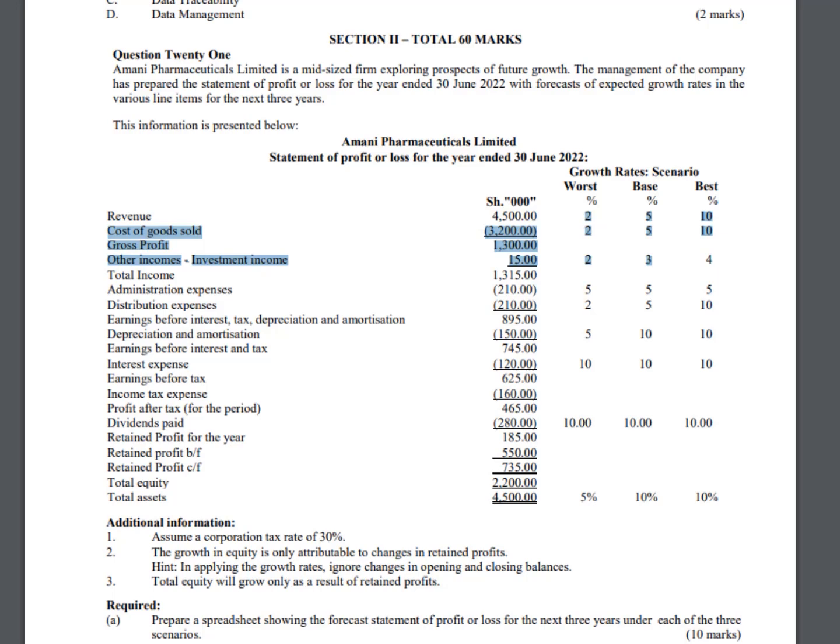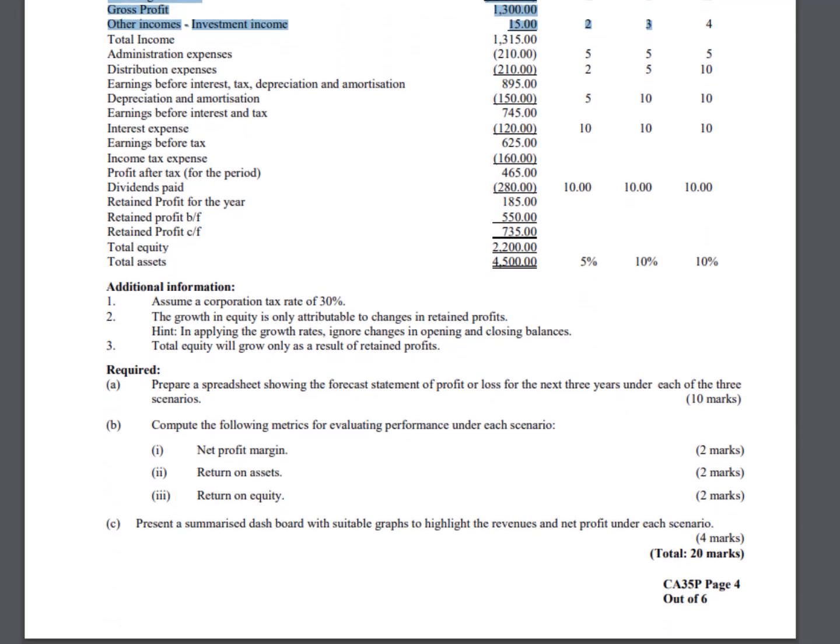Now, required. We are told that we are required to prepare a spreadsheet showing the forecast statement of profit and loss for the next 3 years under each of the 3 scenarios. And then after that, we are supposed to compute metrics: the net profit margin, the return on assets, the return on equity. And then finally, we are supposed to provide a summarized dashboard with suitable graphs to highlight the revenues and the net profit under each scenario.